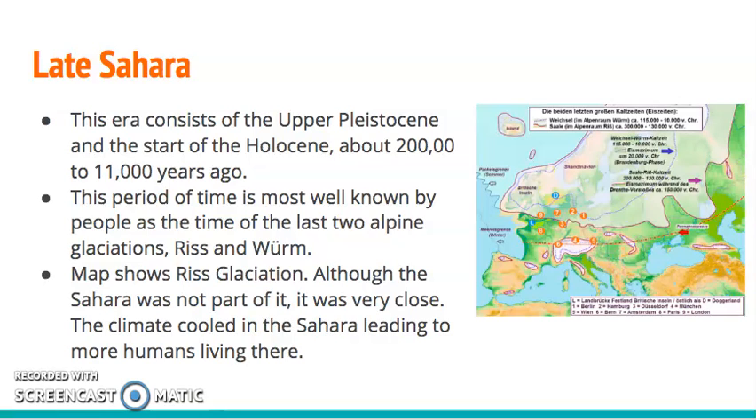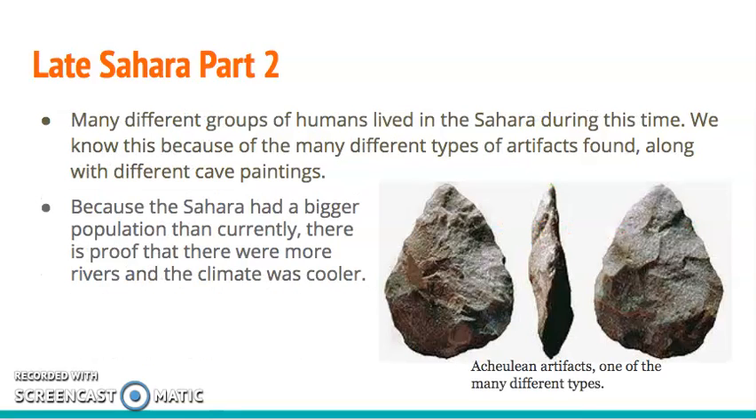Many types of artifacts and cave paintings are proof of many different groups of people living in the Sahara at this time. Because we know that this era was home to the most humans, we can conclude that this climate was in fact the coldest the Sahara has ever been, and there were also many more rivers and sources of water than there are today. After the global cooling stopped, the climate warmed. Also, a lot of dust was blown from the northeast, which ended up burying and drying up many of the rivers in the Sahara.